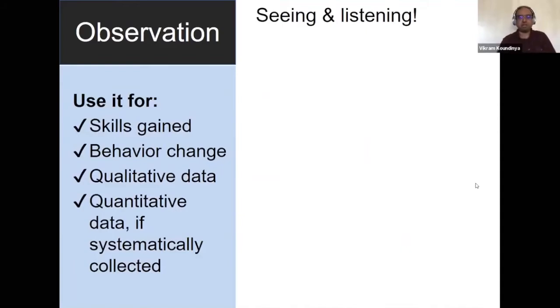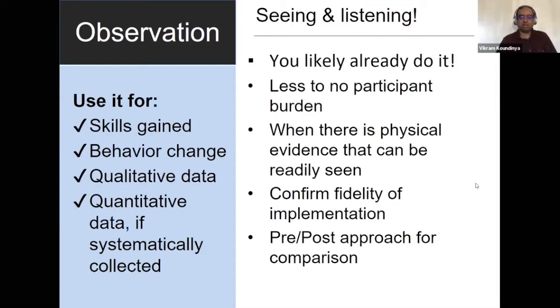Okay, so the next method that can be used to measure outcomes is observation. This can be used for measuring skills gained that you teach your clientele, and also for any other behavior change that they may indicate, like an intent to change in end-of-session surveys, but then you may want to observe whether or not that change has happened. And again, you can use it for documenting qualitative changes and also quantitative changes. We'll see an example of this, and some of you may already be doing this method. And again, here there is little to no participant burden.